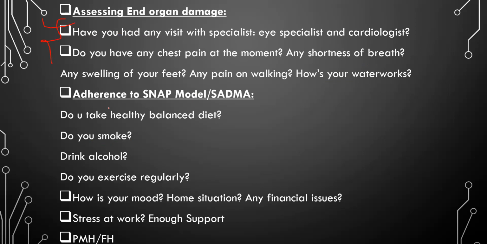Once you have done the non-compliance questions, then you go for their daily lifestyle. So ask about SNAP and SADMA. So how's your typical daily diet? Do you normally take a healthy, balanced diet? Do you smoke or drink alcohol? How about exercise? Now, one of the important questions is asking about their home situation and work situation.